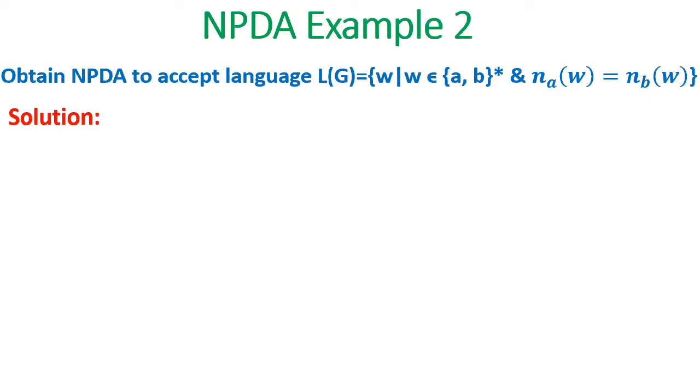Hello everyone. Let us see the second problem on non-deterministic push-down automata. So here, let us see what is the given language. The language given is W, where W is the strings on the alphabets A's and B's, which can be 0 or more number of times. And it says that the number of A's in the string should be equal to the number of B's.